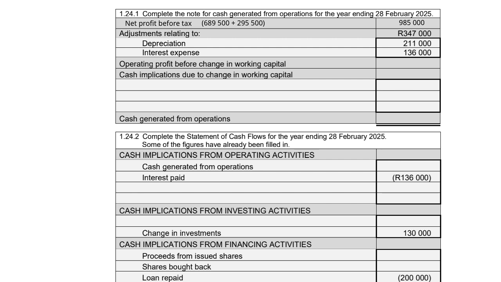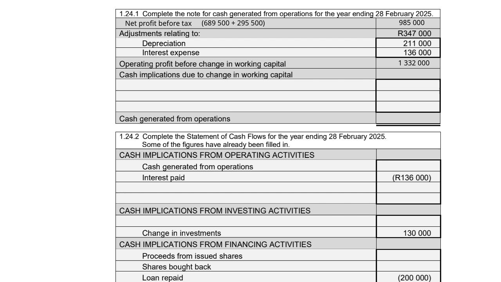Adjustments relating to depreciation is 211,000 Rand, interest expense 136,000. So if you add those two amounts together, you get 347,000. This was given. Now operating profit before changes in working capital will then be 985,000 plus 347,000, and this will give you 1,332,000 Rand.